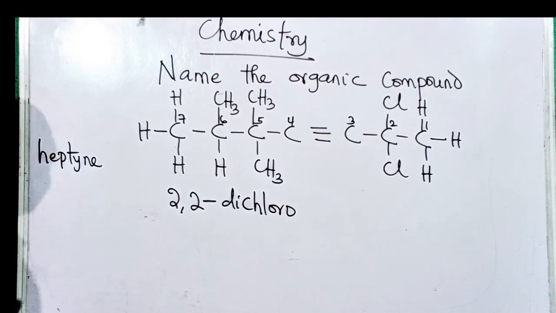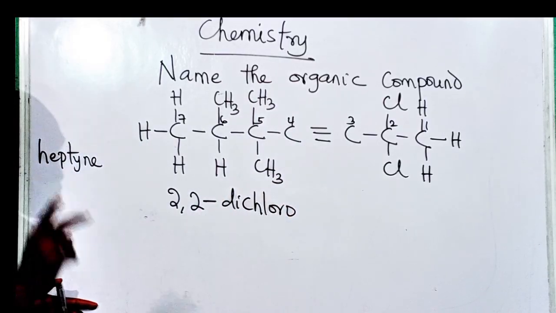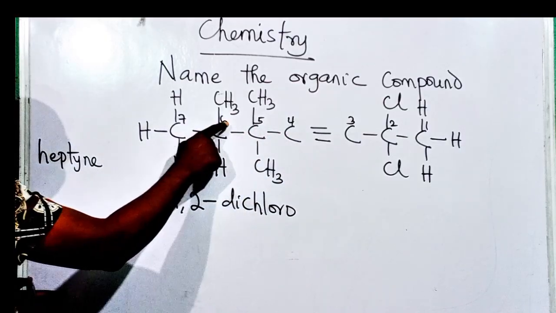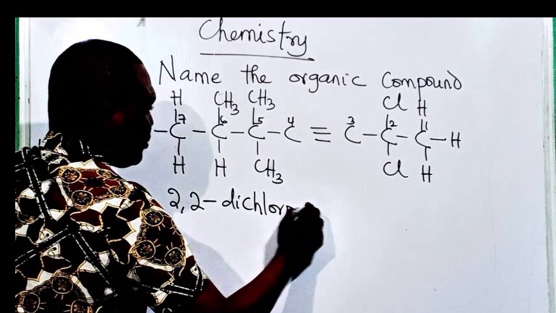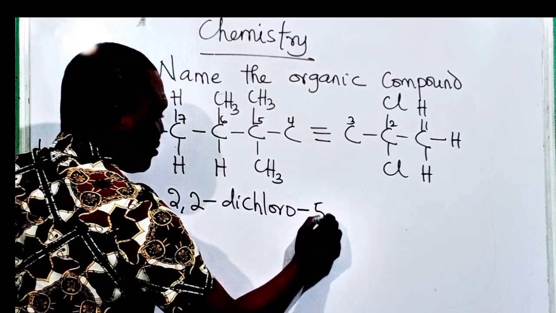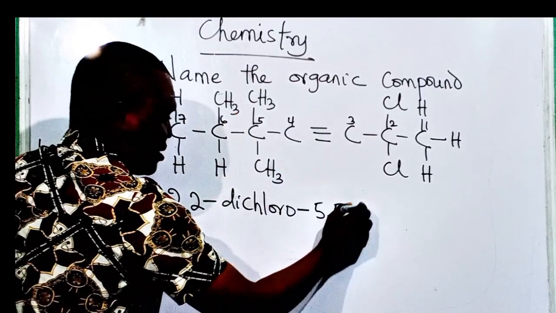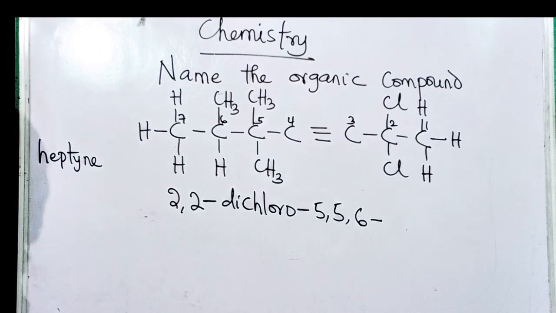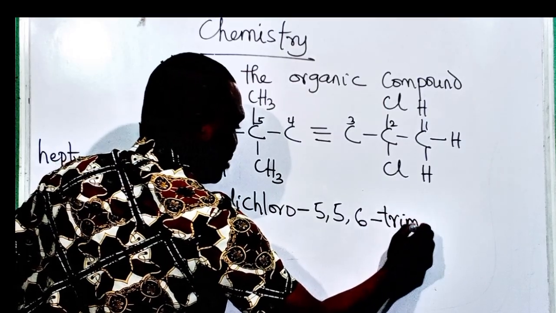Am I communicating? Now come back here. CH3, that is a methyl group on this 5th carbon atom, and then we have another methyl group on the 6th carbon atom. So it's going to be 5,5. Now this is 6. Because we have 3 methyl groups, it becomes trimethyl.